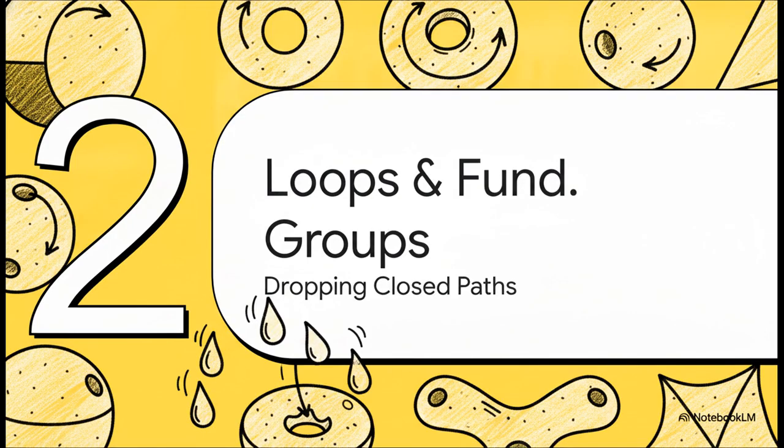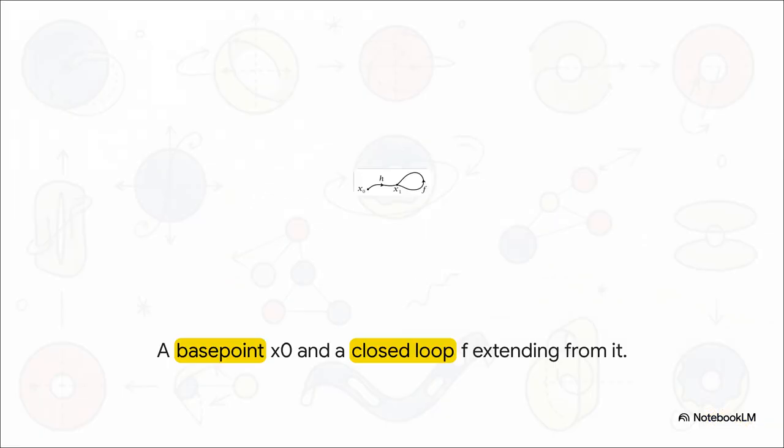Section 2. Loops and fundamental groups. To measure a hole, Poincaré's first intuitive solution was basically to drop a closed path, or a loop, onto a shape. Every fundamental group starts by locking down a very specific starting position, a base point. Think of it as throwing an anchor down. The loop extends from this base point, explores the space around it, and then comes right back to anchor itself again. If the space happens to have a hole in it, well, a loop might get caught around it, essentially capturing its geometry like a lasso.